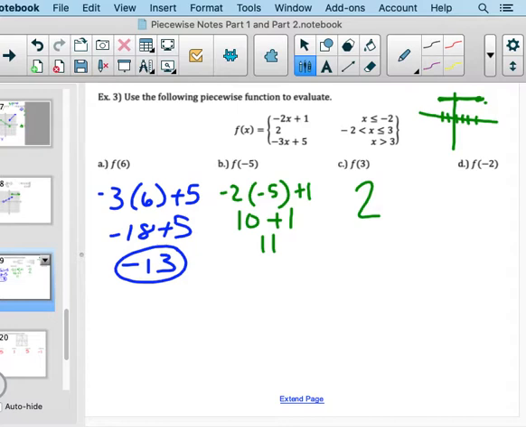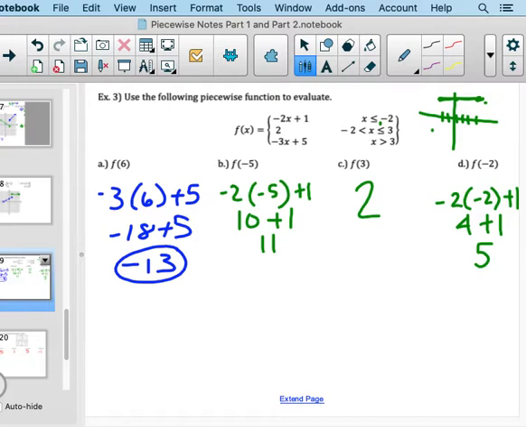Okay? f of -2. And this is a tricky one, right? Where does it fit? Does it fit in the top equation or the middle? The top, because with this underline, this equal to, this is where it fits. So I'm going to do -2 times -2 plus 1. That would be 4 plus 1, which is 5. Okay? So that is simplifying or solving using an equation.